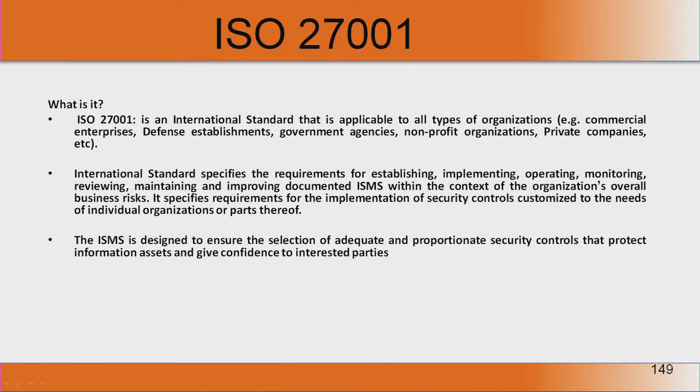27001 is also a standard for information security. Now, the latest version is 27001:2013, the year in which it was released. But what is 27001? It is an international standard that is applicable to all types of organizations: commercial enterprises, defense.